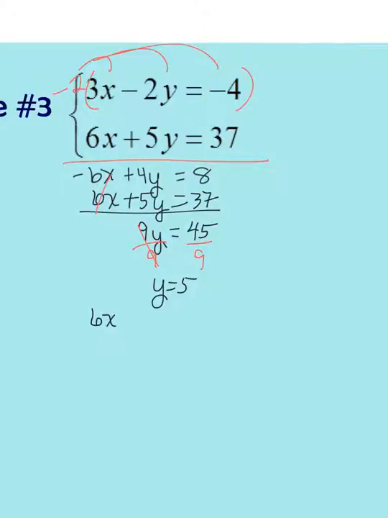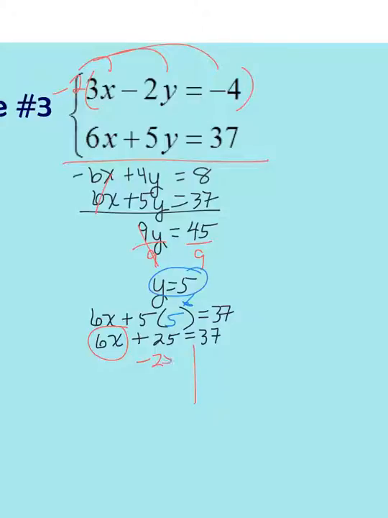So 6x plus 5, instead of y, I'm putting parentheses. And so then this value is going to go here. So 6x plus 25 is equal to 37. We are solving for x, so subtract 25. And I get 6x is equal to 12. Divide by 6. And x is equal to 2. So our solution is (2, 5).